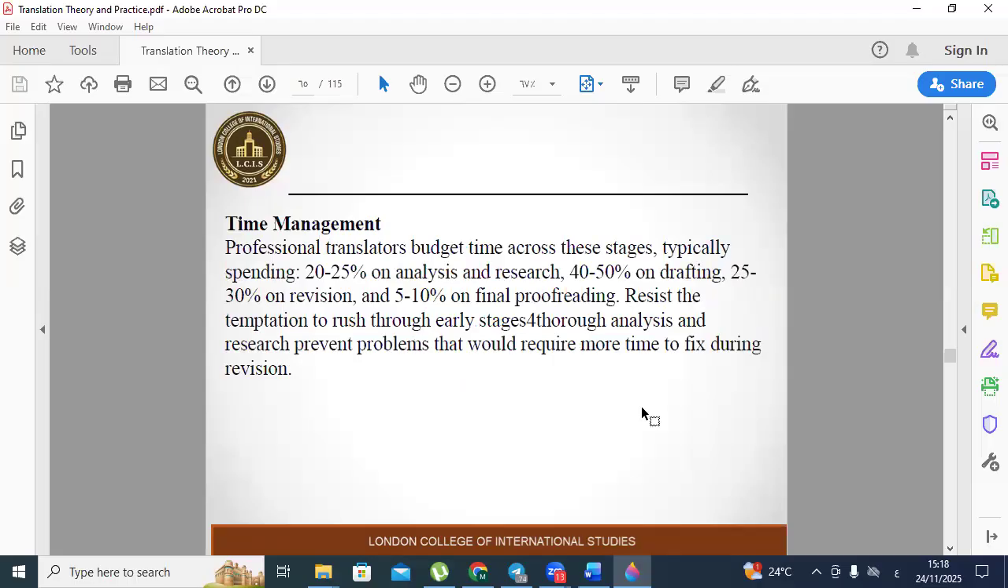Time management: professional translators budget time across these stages, typically spending 20 to 25% on analysis and research, 40 to 50% on drafting, 25 to 30% on revision, and 5 to 10% on final proofreading. Resist the temptation to rush through early stages. Thorough analysis and research prevent problems that would require more time to fix during revision.